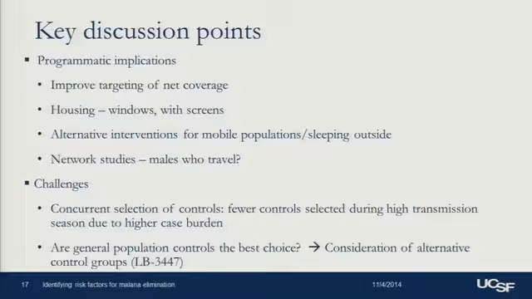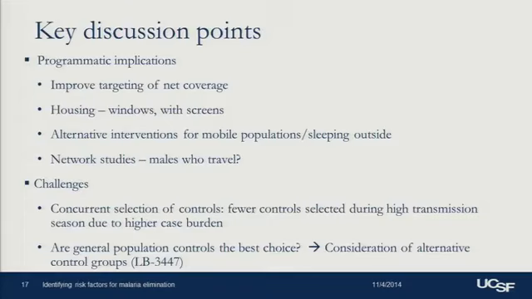Concurrent selection of controls was challenging, which accounts for probably the higher odds of being recruited during the high transmission season if you're a case. There was a greater case burden in these times, and because we were following up these individuals at their households, it's more difficult to select them concurrently.